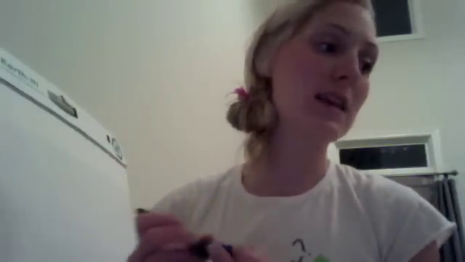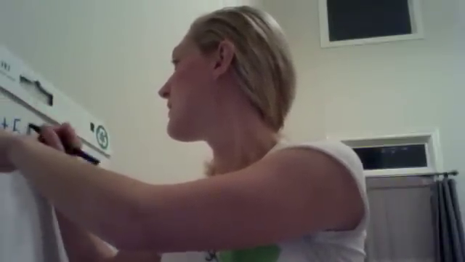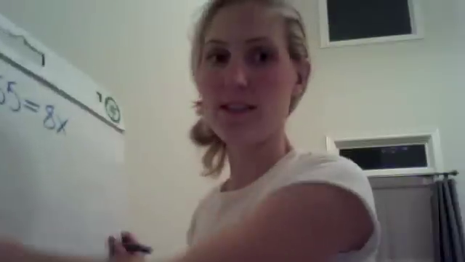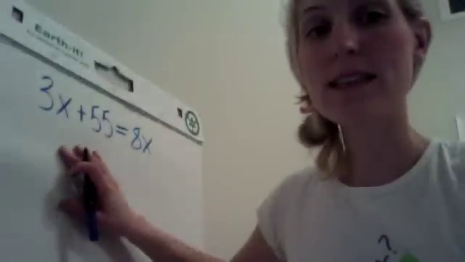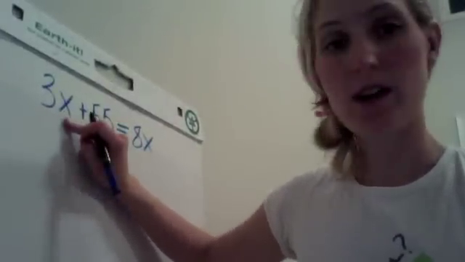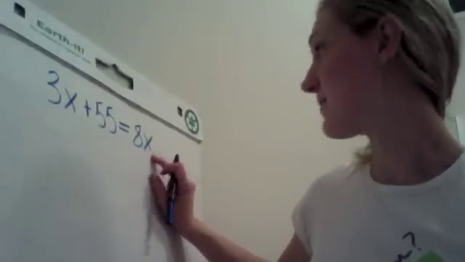So let's go ahead and do an example. We'll start off with a pretty easy one: 3x plus 55 equals 8x. Now, let's understand first of all what I mean by both members. Here's the left member, and we do have a variable, 3x there. And here's the right member, and we do have a variable there with the 8x.